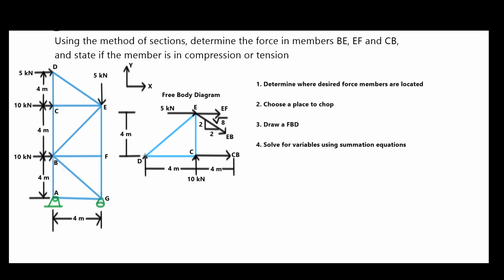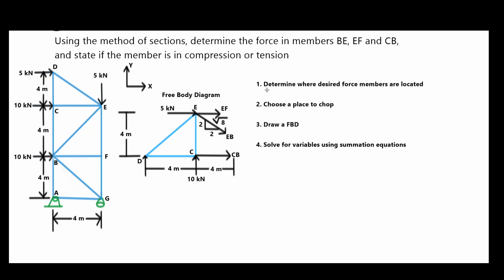The first one is just to determine where your desired force members are located. And then after that, you choose a place to chop and then draw a detailed free body diagram, which we have drawn here, and then solve for the variables using your summation equations.